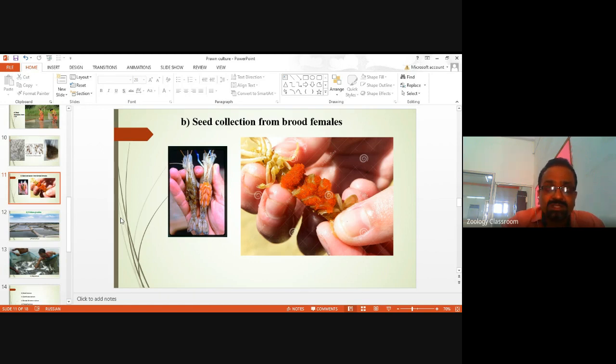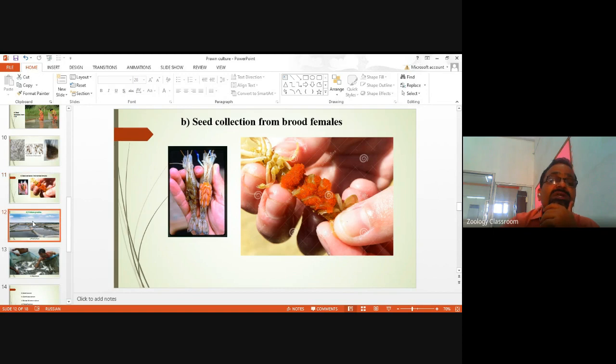They are stocked in the concrete tanks called holding tanks at the rate of 5,000 per meter square. After 1 month, they are transferred to the production ponds in tins and polythene bags. Tins and polythene bags. So this is how the seed is collected from the broods. It is processed and then it is transferred.